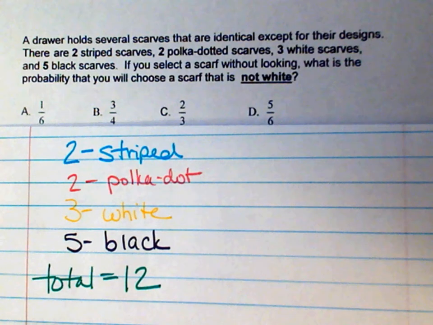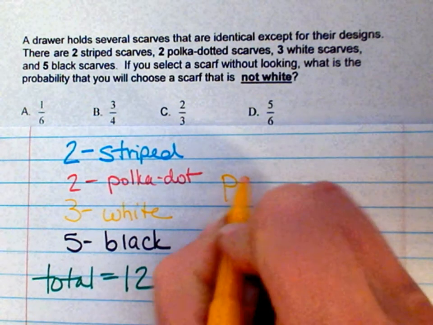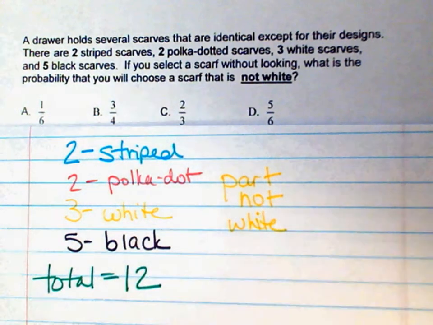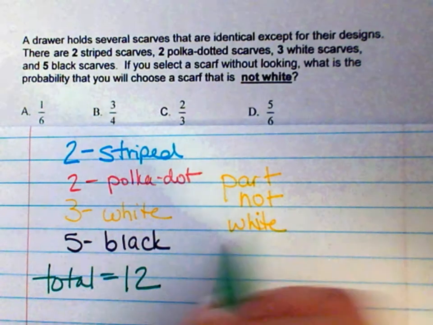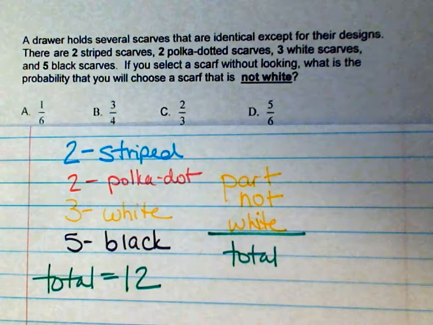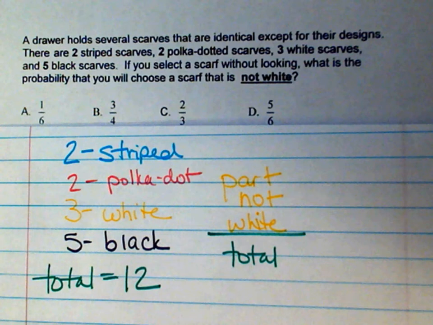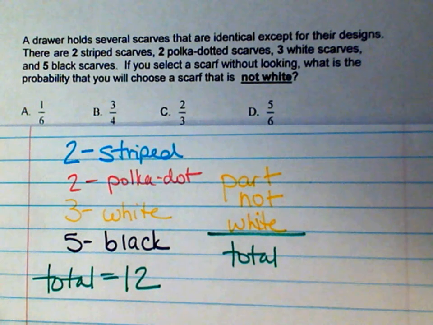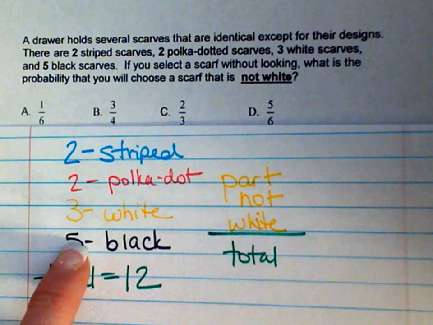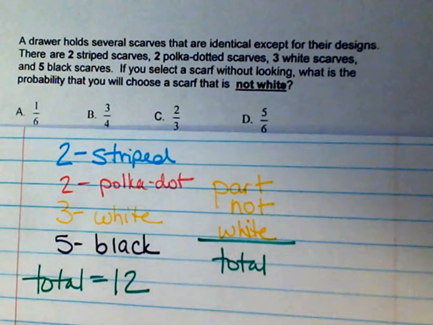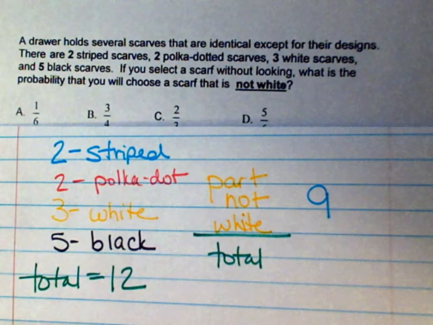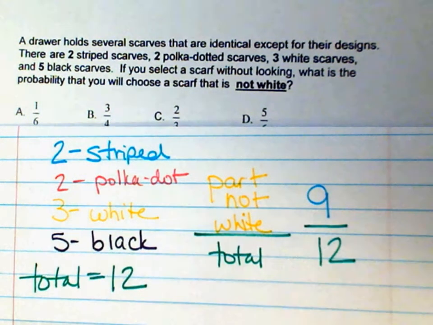Okay, so then we have to look at what are we looking for. The part that I'm looking for is not white. So I'm looking for part not white over total. Well, which ones are not white? Stripes aren't white. Polka dots not white. White, they are white. Black, not white. So I'm going to add up the ones that are not white, 5, 6, 7, 8, 9. So there would be 9 not white out of a total of 12.